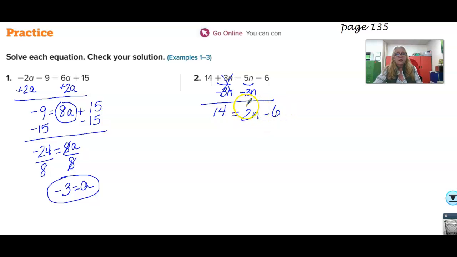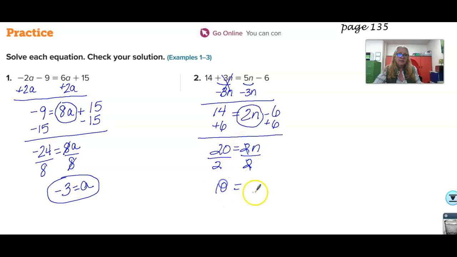Okay. Now, this is our variable term. We want to get the variable term alone, so we need to get rid of a minus 6. We do that by adding 6 to both sides. Now we have 20 equals 2n. And our final step then is to divide both sides by the number that's attached to our variable. And we get that n is equal to 10.